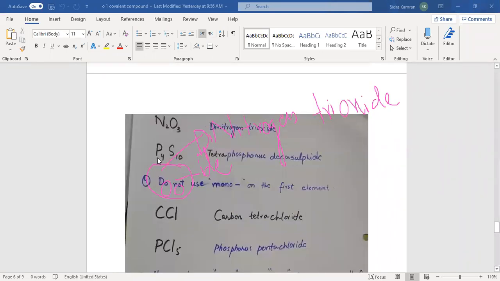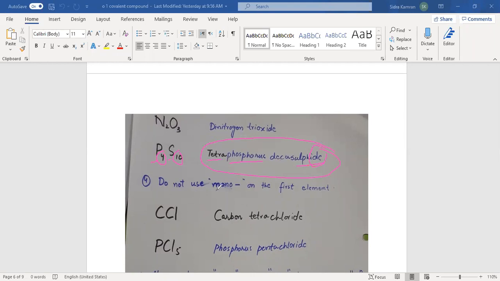Here you can see another example. P4S10. It's phosphorus, it's sulfur. The first element is written as the simple element's name, phosphorus. And sulfur becomes sulfide. As I told you, for the second element, you have to use ide. You can see here four atoms of phosphorus, 10 atoms of sulfur. For 4, the prefix is tetra, so I have written tetraphosphorus. And for 10, the prefix is deca. So, tetraphosphorus decasulfide. This covalent compound has this name.